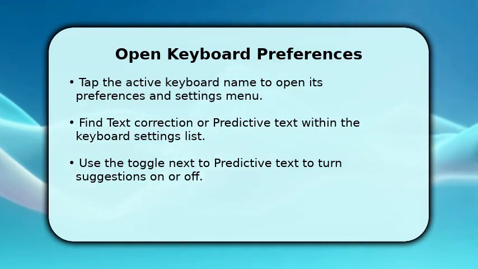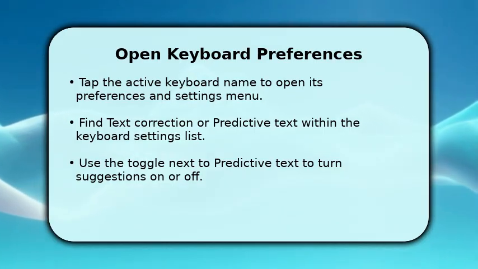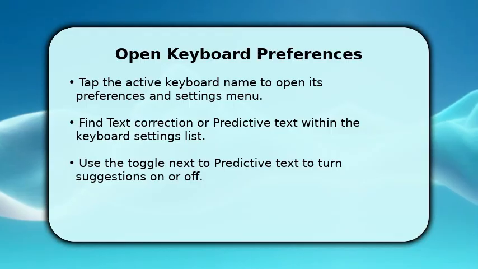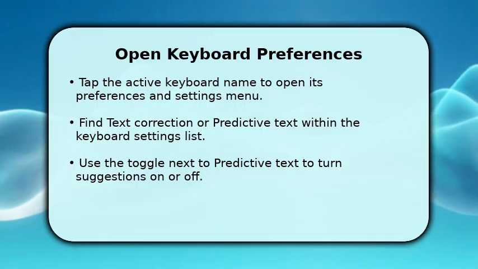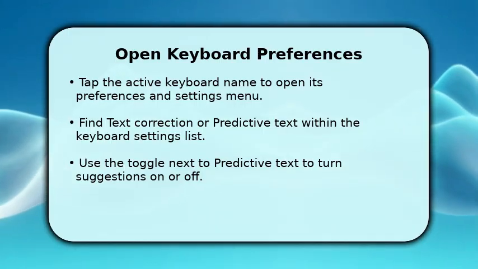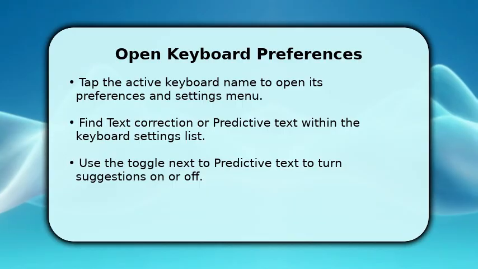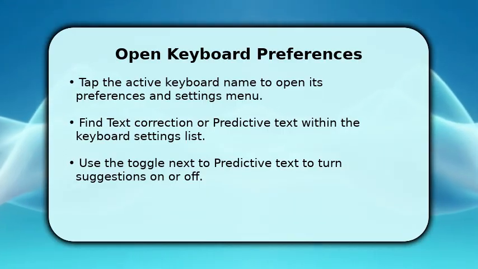When you find predictive text, you will see a toggle switch on the right. Tap the toggle once to disable predictive suggestions immediately. If using Gboard, disable Show Suggestion Strip to remove predictions and suggestions. Return to your home screen when you finish adjusting keyboard preferences.